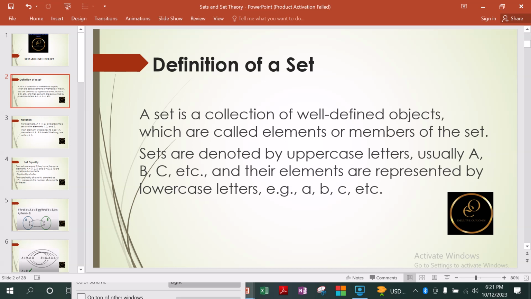Normally, a set is denoted by uppercase letters, capital letters like A, B, C. So you can say set A, set B, set C. And then the elements which are members are normally represented by lowercase letters like a, b, c, d, etc. That is the standard.